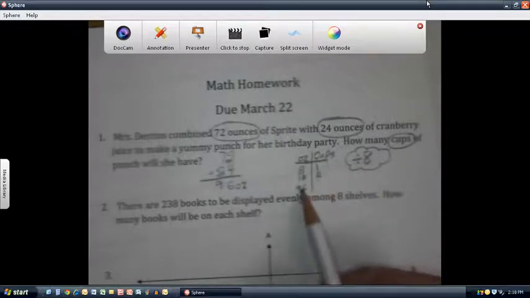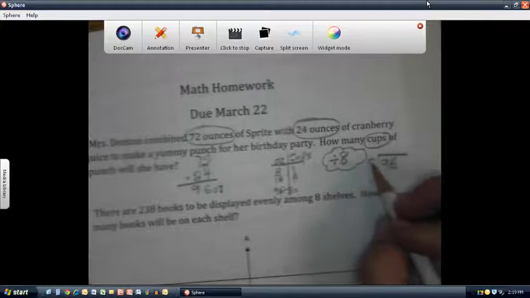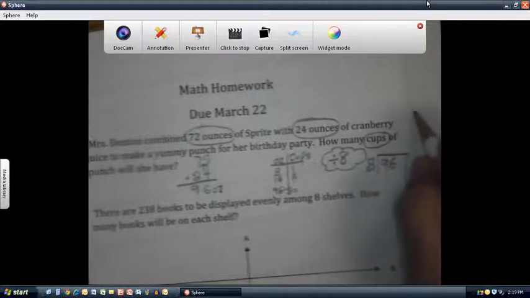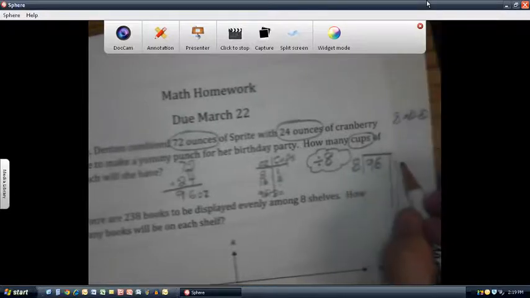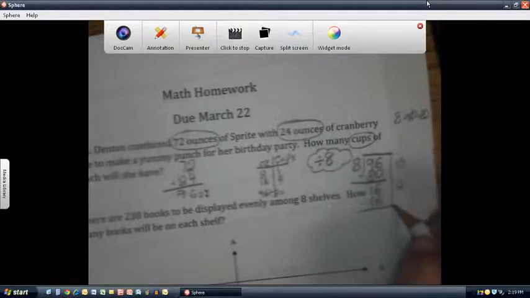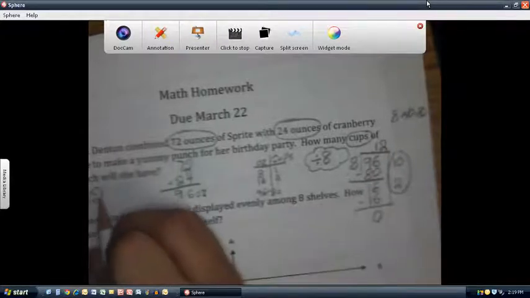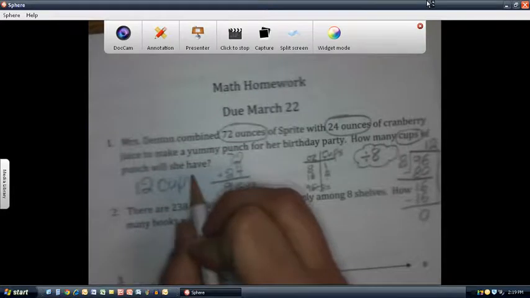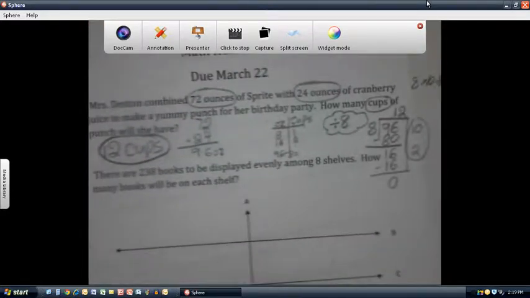So if I have 96 divided by 8, that's going to give me the cups. So I'm going to come over here and divide 96 by 8. I know that 8 times 10 is 80. So if I put 10 in each group, I have 16 left, and I know 8 times 2 is 16, so the answer would be 12. There are 12 cups in 96 ounces. So be real careful with tables like that.